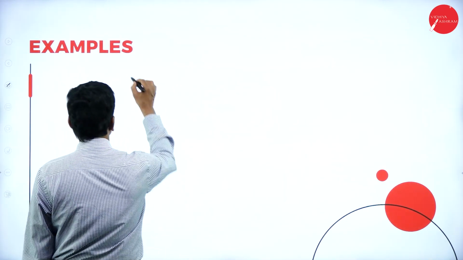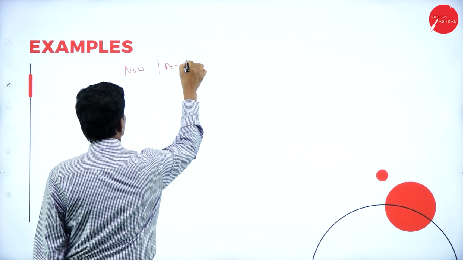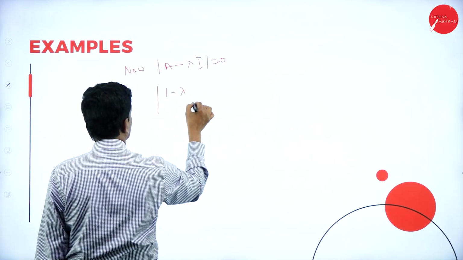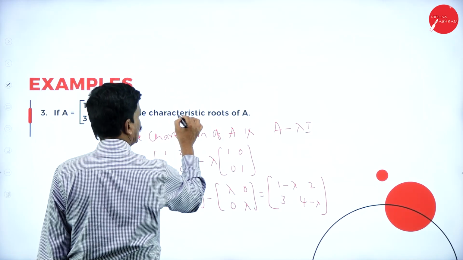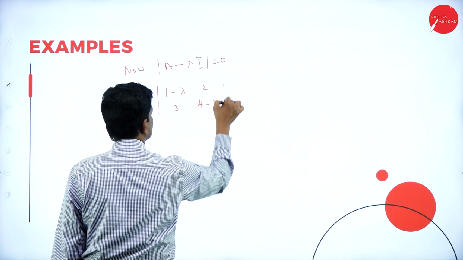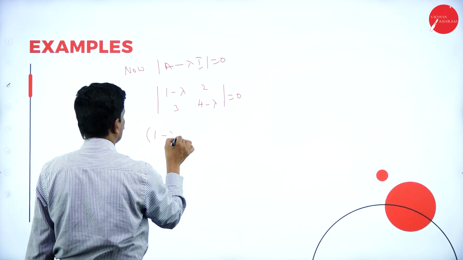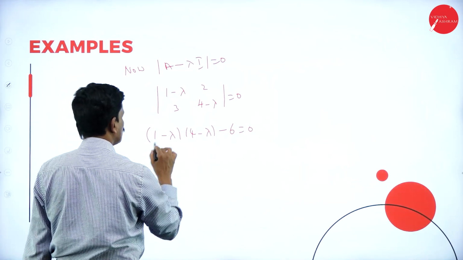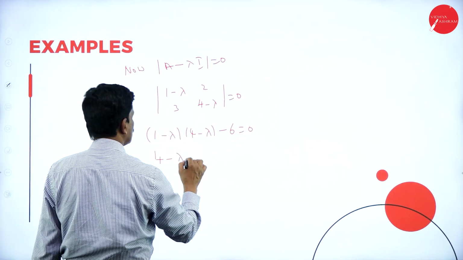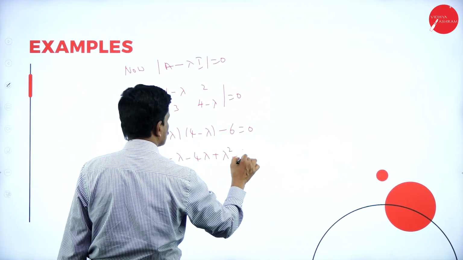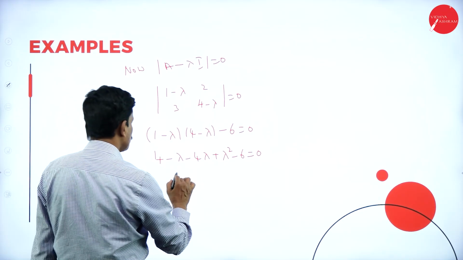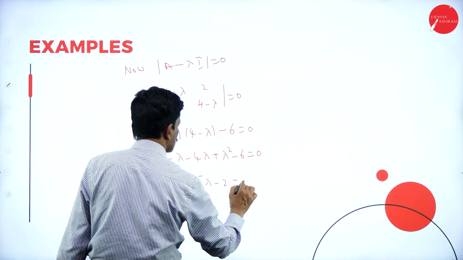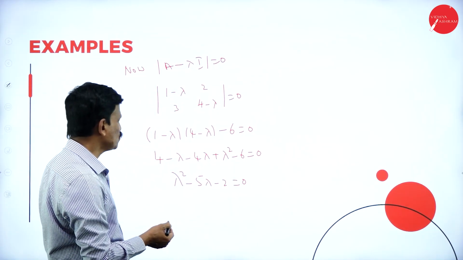Now, the characteristic equation can also be written as determinant of A minus lambda I equal to 0, that is, determinant of [1 minus lambda, 2; 3, 4 minus lambda] equal to 0. Simplify: (1 minus lambda) into (4 minus lambda) minus 3 twos are 6 is equal to 0. 1 into 4 is 4, minus 4 lambda, minus lambda, plus lambda square, minus 6 is equal to 0. Put it in order: lambda square minus 5 lambda, 4 minus 6 is minus 2, is equal to 0, a quadratic equation. So, you cannot factorize this.